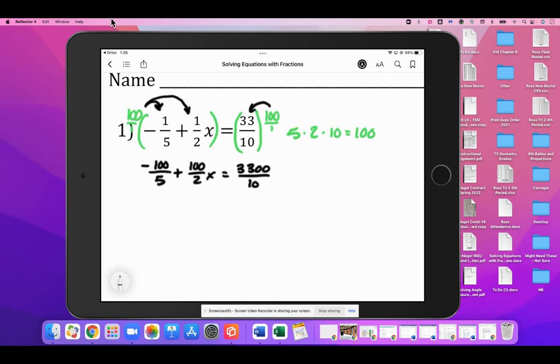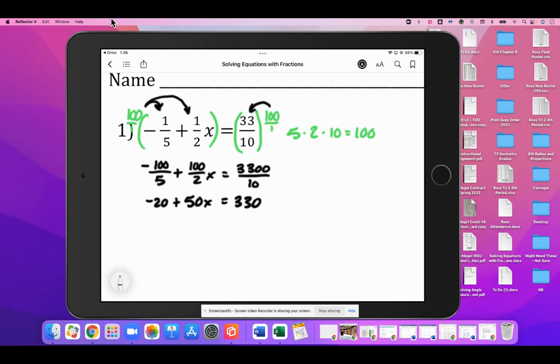And especially if you weren't here yesterday, you might be thinking to yourself, why in the world would you do that? Now we just have bigger fractions that are even worse to deal with. This sucks. You're wrong. So what we can see is that negative 100 divided by 5 is negative 20. 100 divided by 2 is 50. And 3,300 divided by 10 is 330. And look, the fractions are gone. The reason this works is because if I multiply both sides by a number that is divisible by all of those denominators, the denominators divide out evenly, leaving me with no fractions.